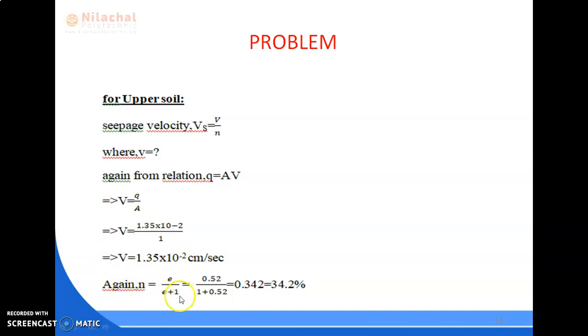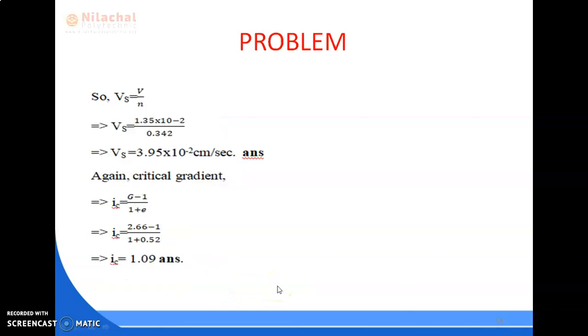Again n equal to, we know, e by 1 plus e. So this is equal to, but the e value is changed. We know for lower soil it is given 0.52 by 1 plus 0.52 equal to 0.342 or 34.2%. So let us put all the values. After putting the values, Vs equal to this much, we found 3.95 × 10 to the power minus 2 centimeter per second. So this is one answer.